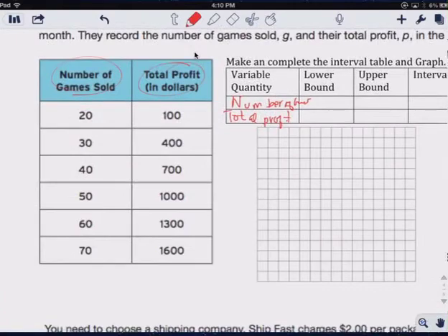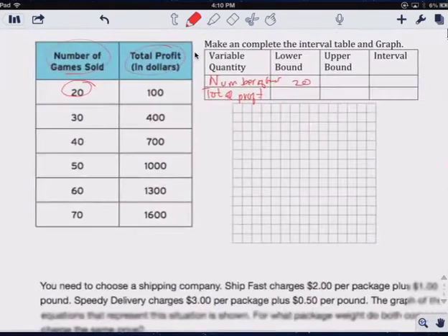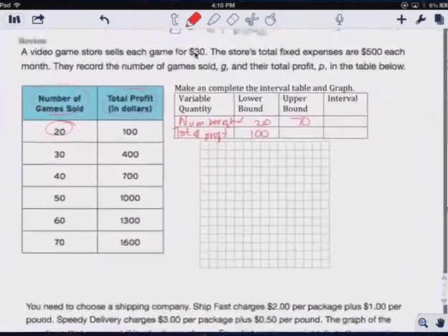Lower bound, the lowest number of games sold was 20. The highest number is 70. The lowest dollar amount is 100. The highest dollar amount is 1,600.